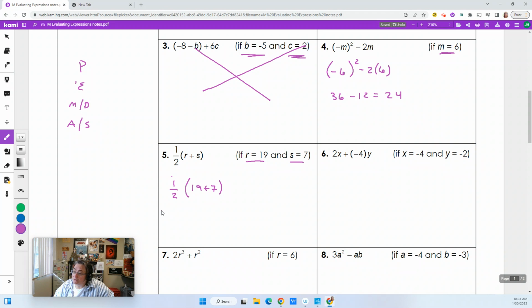Because we have to do order of operations, even though we have this 1/2 on the outside that's getting multiplied, first we have to deal with the stuff going on inside the parentheses because parentheses come first, right? So 19 plus 7 is 26. And then we multiply that by 1/2, which is the same as dividing by 2, by the way. And we just get 13. Half of 26 is 13.